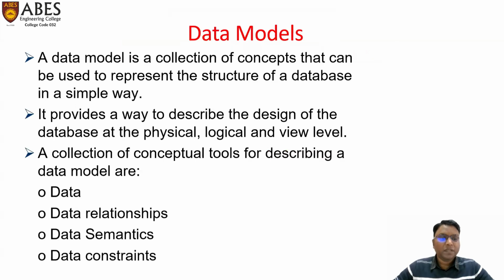So basically, a data model is a collection of concepts used to represent the structure of a database in a simple way. It provides a way to describe the design of the database at physical, logical, and view levels. Key components of a data model include data, data relationships, data semantics, and data constraints. These are the key components.